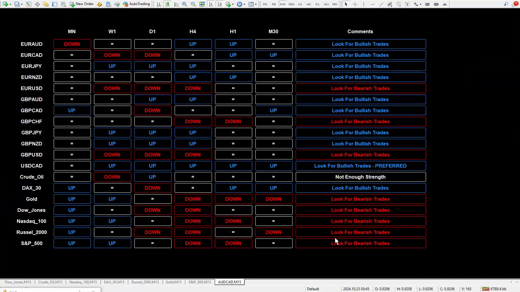Now here's my daily trade plan. It's an expert advisor. It's running in real time, analyzing the charts from the monthly all the way down to the 30 minutes. And within the comments here, after it does the calculations, it will make a suggestion either to look for bullish trades or bearish trades. Some will be preferred, and sometimes there just will not be enough strength.